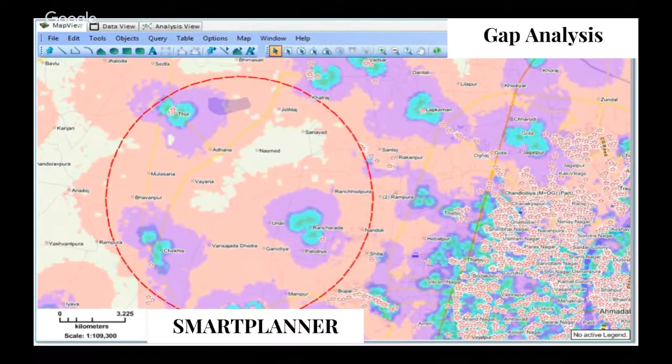What we really have to see from the screen is that the blue color signifies where the population is living. On the left-hand side, that's the amoeba shape, and the points of sale are very few. In a lot of businesses, there is a term called dealers per lakh, or points of sale per million.